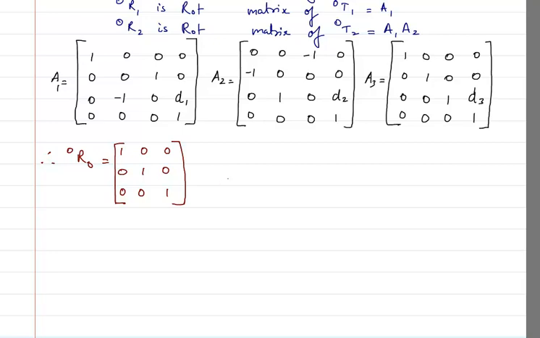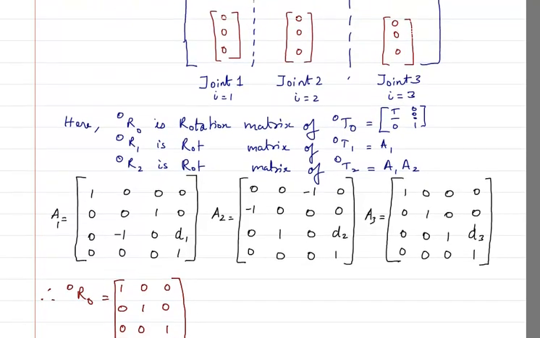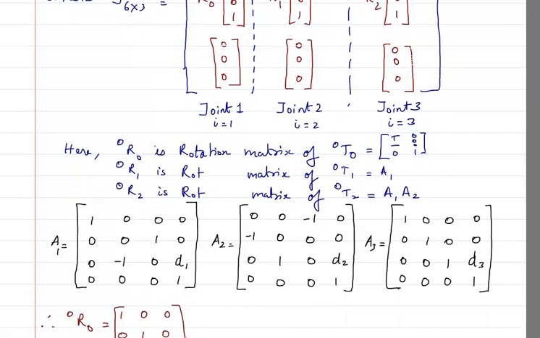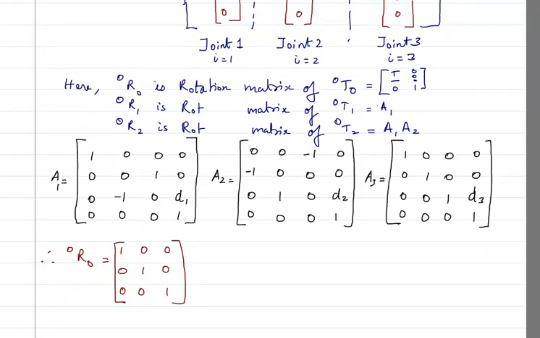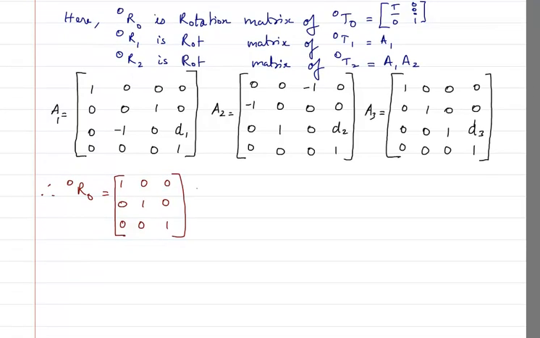Now for finding 0 R1, as it's already written here, we are only going to take 0 T1, which is A1. From A1 I will write the three values of the rotation matrix, so the 3 by 3 matrix of the rotation. So I have to take these values. I will straight away write 1, 0, 0, 0, 0, 1, 0, minus 1, 0.